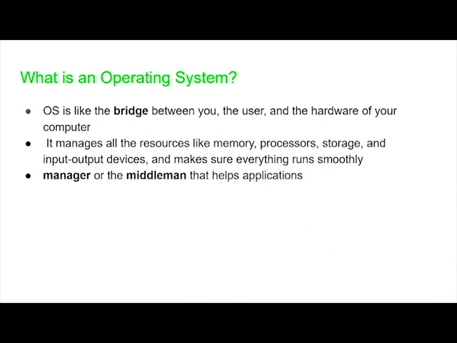The OS is like a bridge between you, the user, and the hardware of your computer. It manages all the resources like memory, processor, storage, and input-output devices, and makes everything run smoothly. So, in simple words, the operating system is a manager or a middleman that helps the application talk to the hardware. Without it, your app won't know how to use the computer's resources.